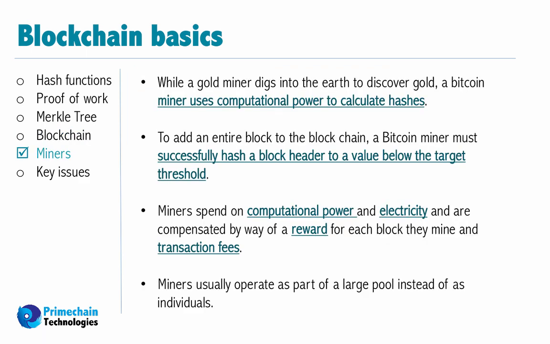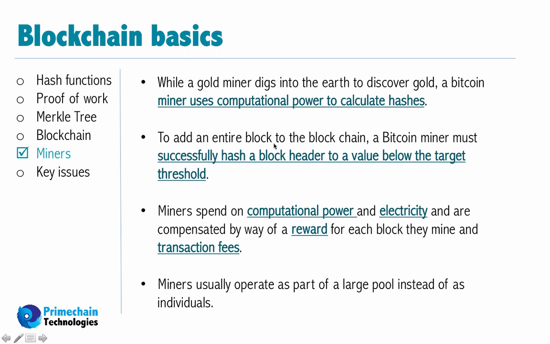To summarize, while a gold miner digs into the earth to discover gold, a Bitcoin miner would use computational power to calculate hashes. I'm going to refer to Bitcoin for some time because that is the most successful cryptocurrency that runs on a blockchain. In fact, it is Bitcoin that basically introduced the concept of blockchain in the world. So the Bitcoin miner is going to use computational power to calculate hashes.